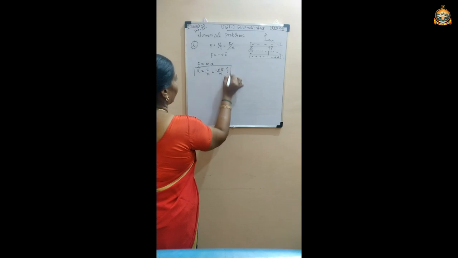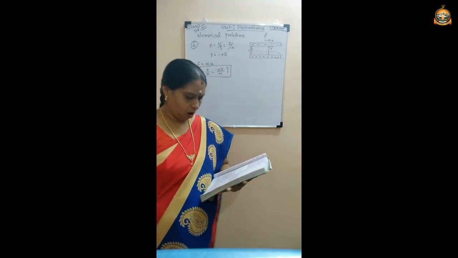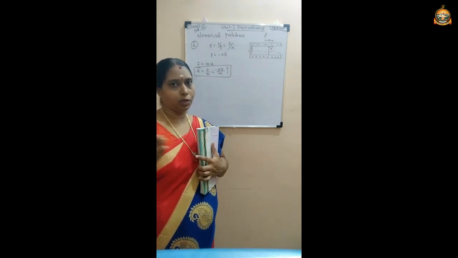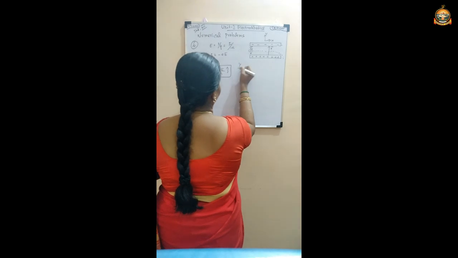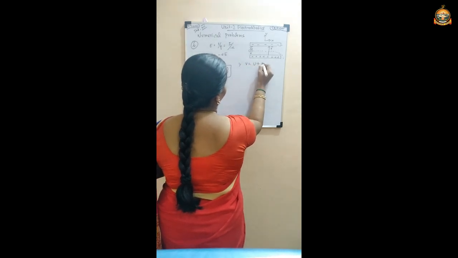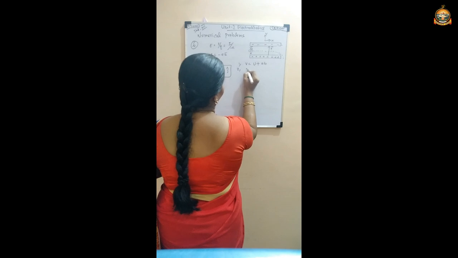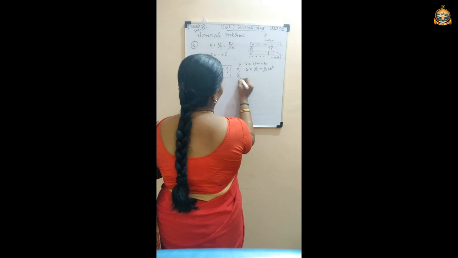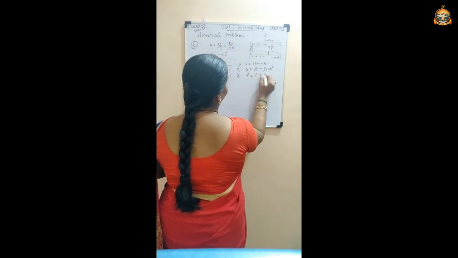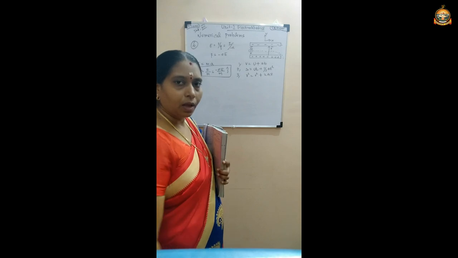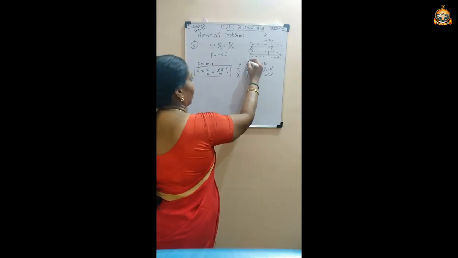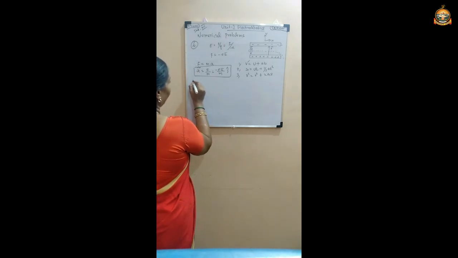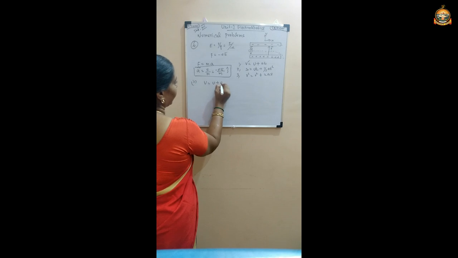And this is nothing but the acceleration. Now we are going to find out the velocity. You know that there are three straight line motion equations. First one is v is equal to u plus at. Second one, s is equal to ut plus half at square. Third one, v square is equal to u square plus 2as. Now we have to find the velocity of this electron, so we pick the first equation, v is equal to u plus at.